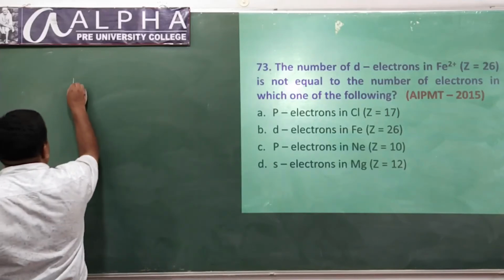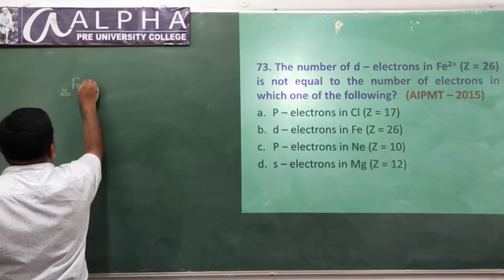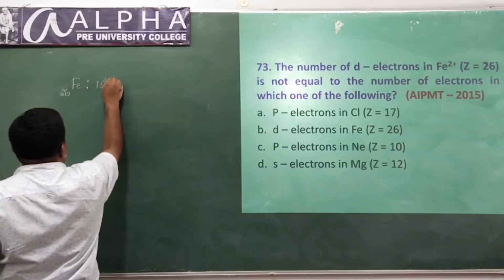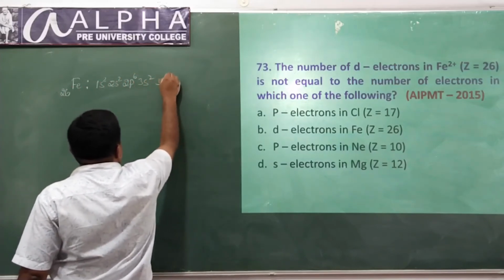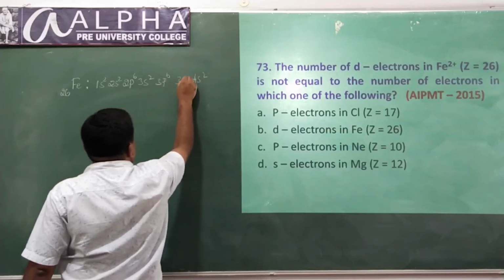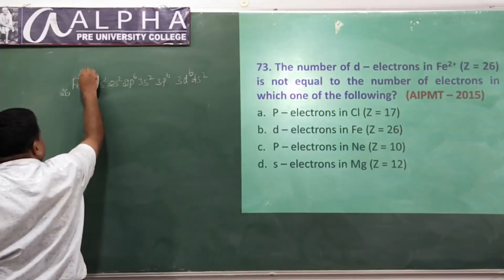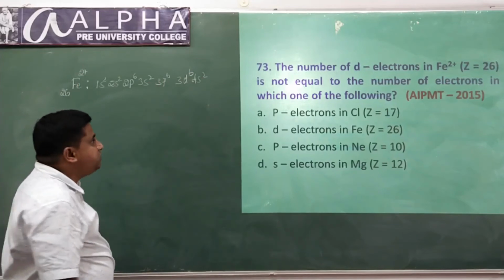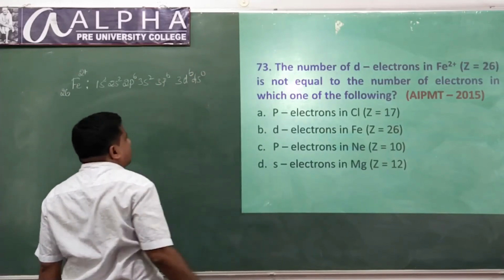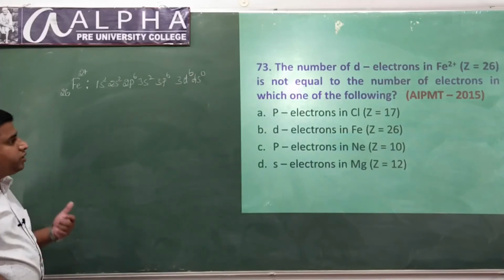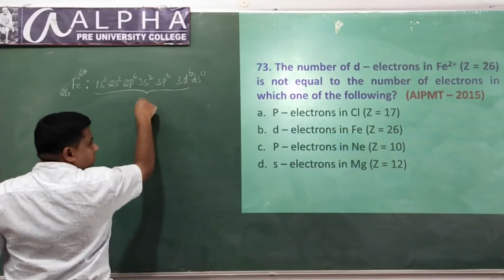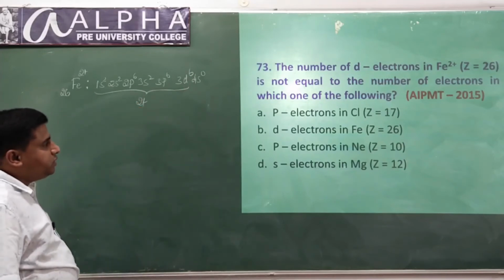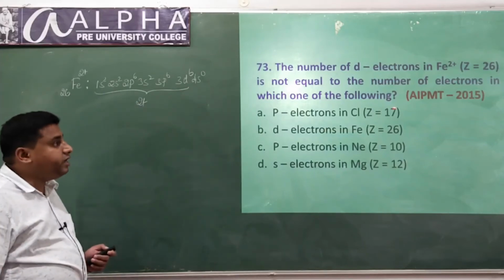The atomic number of iron is 26. The electronic configuration is going to be 1s2, 2s2, 2p6, 3s2, 3p6, 4s2, 3d6, but the given iron is in +2 oxidation state. That means we need to remove the two outermost electrons. So now the total number of electrons is going to be 24. Then the question is not so appropriate. Again, it's from the All India Pre-Medical Test.